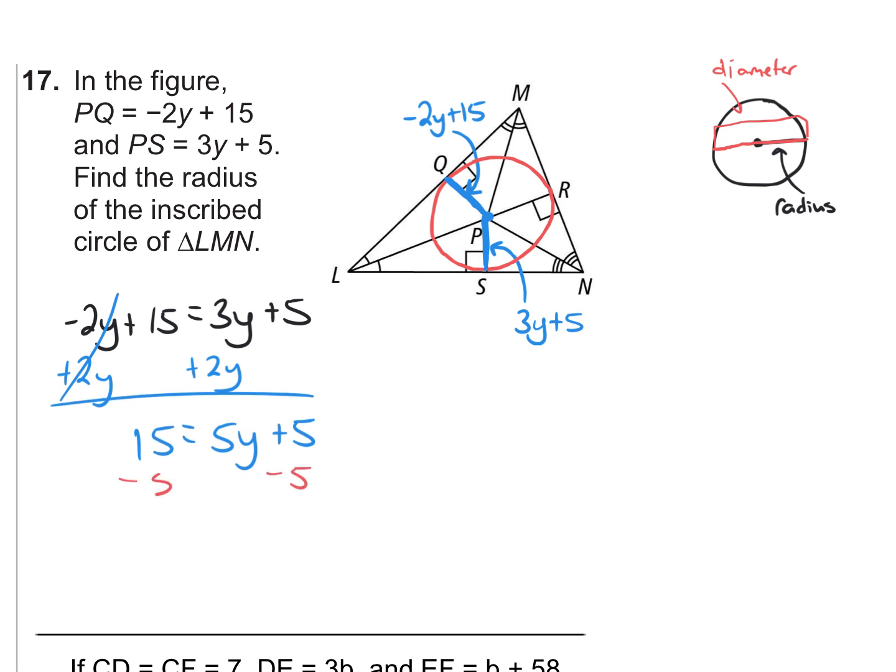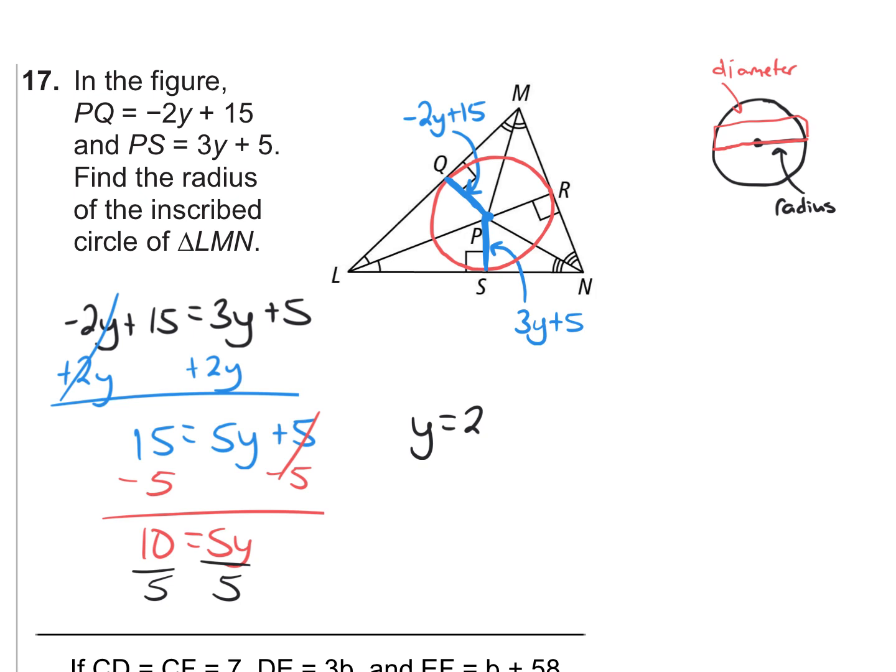Subtract 5. So we have 10 equals 5y. Last step. Divide by 5, so we get y equals 2. Is that my answer? No. A lot of you are going to think it is. But we want to find what the radius is. How do I find what the radius is?